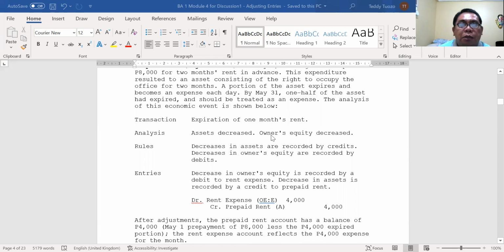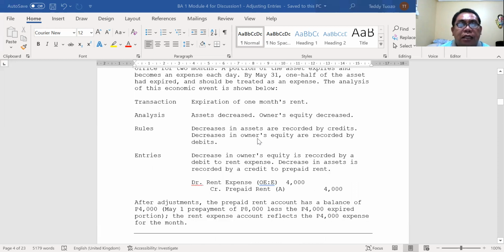You have the transaction, expiration of 1 month's rent. Assets decreased, remember? And owner's equity or income, prepaid rent or expense is increased. That's why owner's equity is decreased. The rule is decreases in assets are recorded by credits, decreases in owner's equity are recorded by debits. So for the entries, I will no longer read the rules for you, we go straight to the entries.